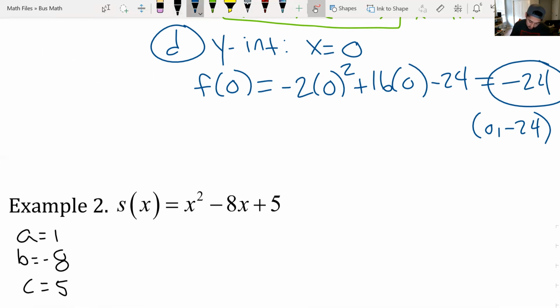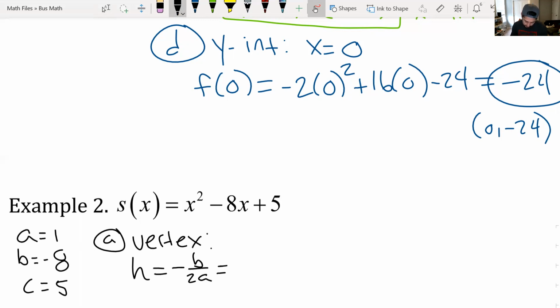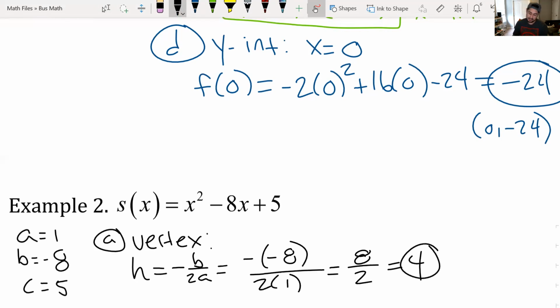Okay, so step 1, let's find the vertex. Or step A. Vertex. H equals negative B over 2A. So negative 8 over 2 times 1. 8 over 2 is 4. There's my H value.